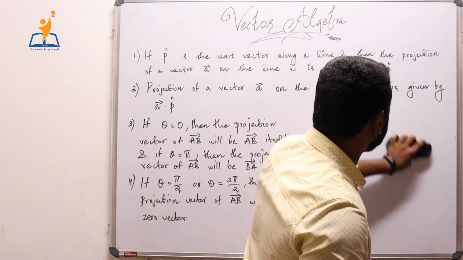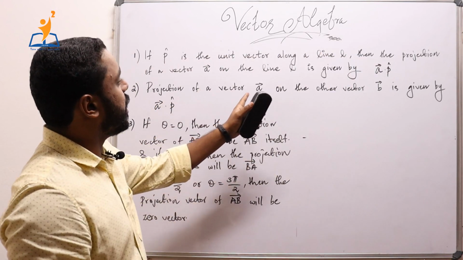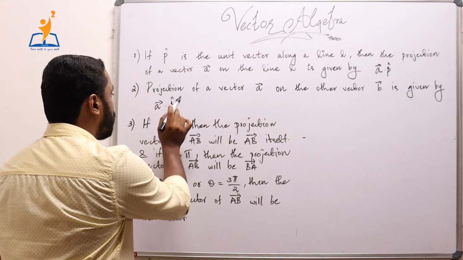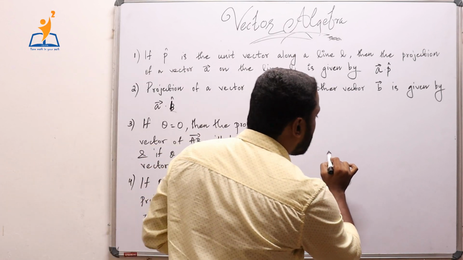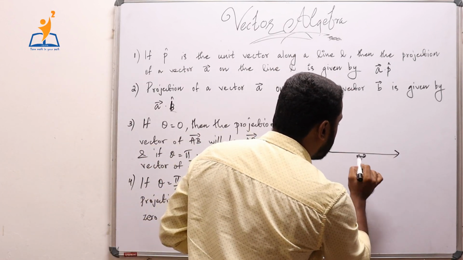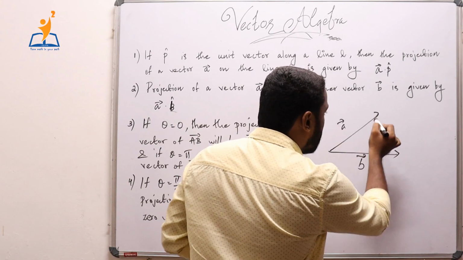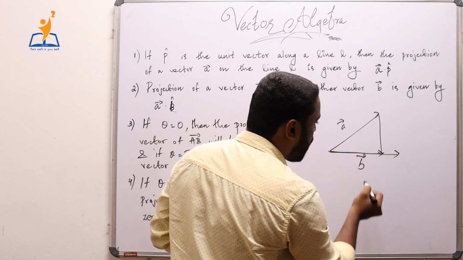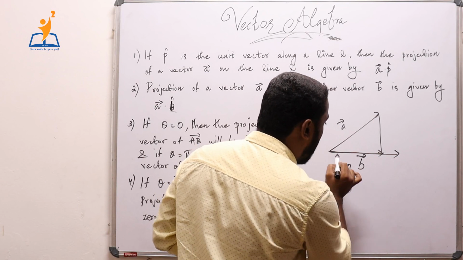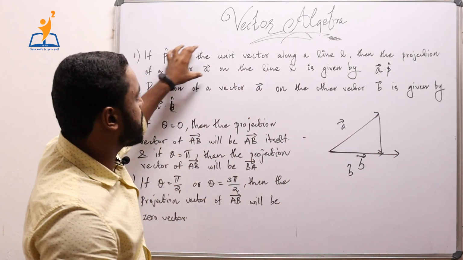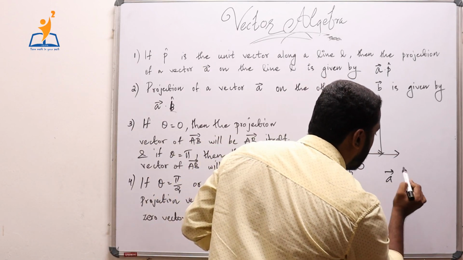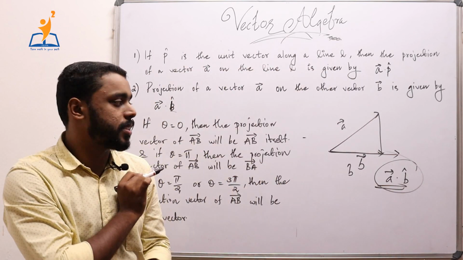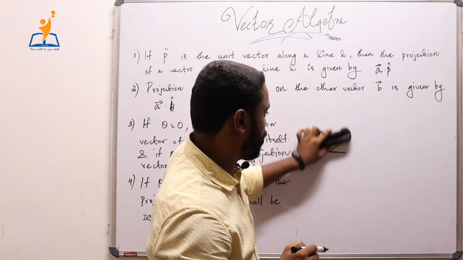Now the next property: the projection of a vector a bar on the other vector b bar is given by a bar dot b cap. So suppose that instead of a line segment here, we are given a vector b bar, and this is vector a bar. Similarly, we can project this same vector to the vector b bar just by taking b cap and multiplying it with a bar, just as in the first case. So the projection of a vector in the direction of a vector b bar is nothing but a bar dot b cap. Simple, isn't it? Now we shall move to the third observation.